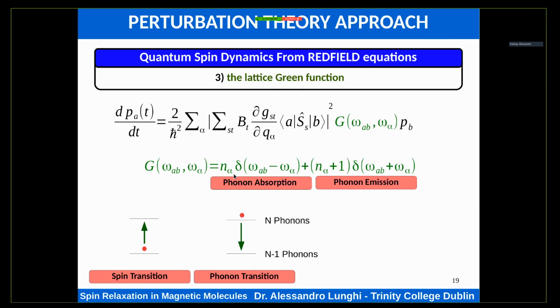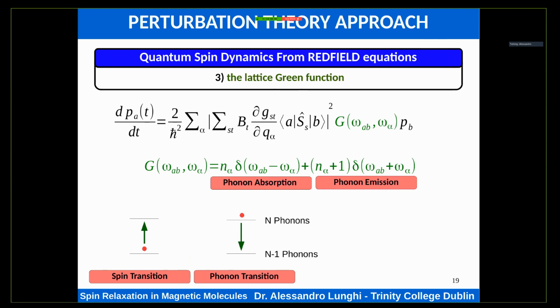So at a given temperature, we have a number of phonons. This can be absorbed by the spin, but it can also be emitted in a stimulated fashion. So it depends on the same number. But you see here that we also have this +1, which is of course temperature independent. And this is essentially there to account for the spontaneous emission of a phonon from the spin.